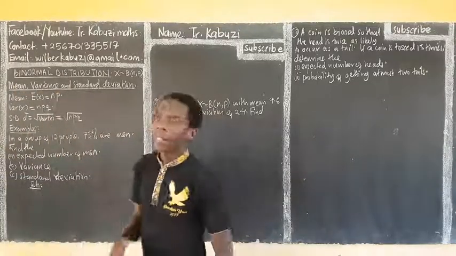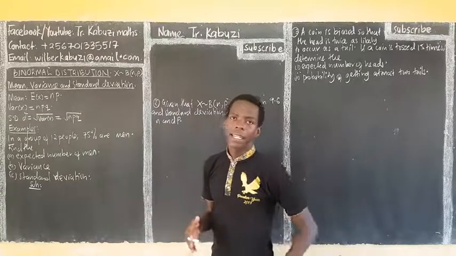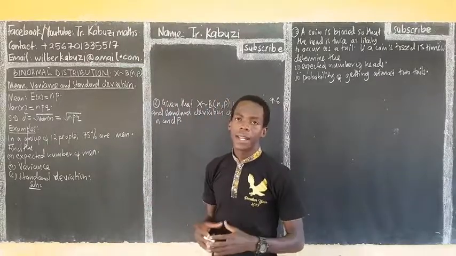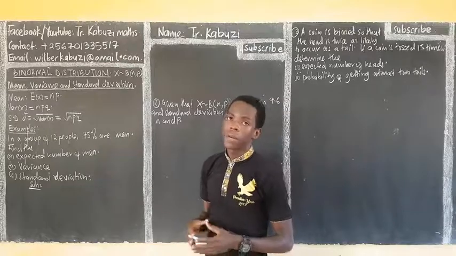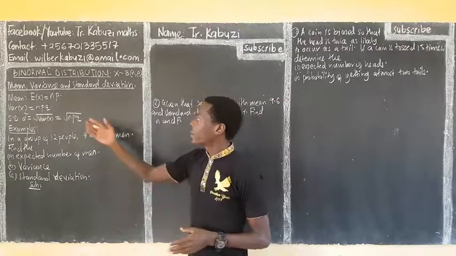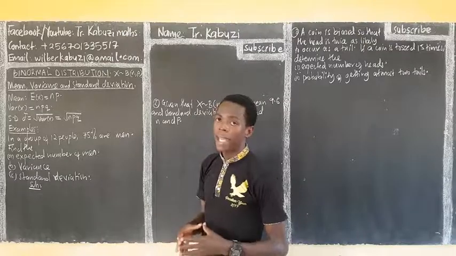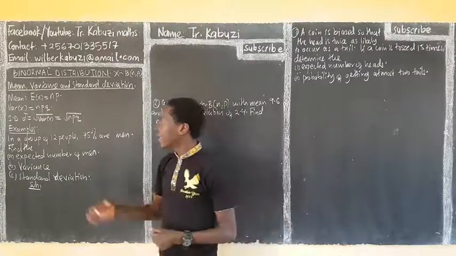In this lesson, we are going to see how we find the mean, the expected value or what we call the expectation, the variance, and also the standard deviation of a binomial distribution. So we saw this formula in our first lesson. Now we are just going to apply them. So let's see the example here.